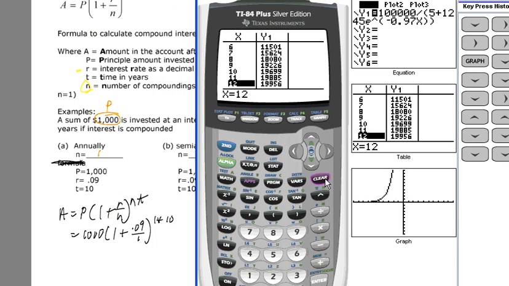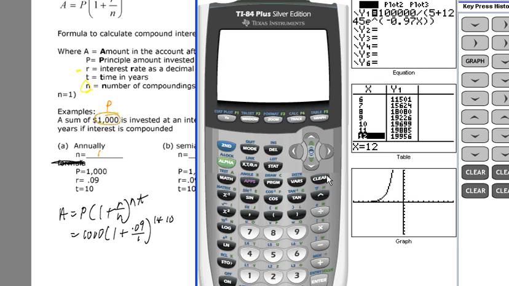So let's clear all this out. And let's type in the 1,000, parenthesis, 1 plus 0.09 divided by 1, and that's all raised to, use the caret, always put parentheses on the exponent. Otherwise, it'll only take the 1 as the exponent and not the 1 times 10.